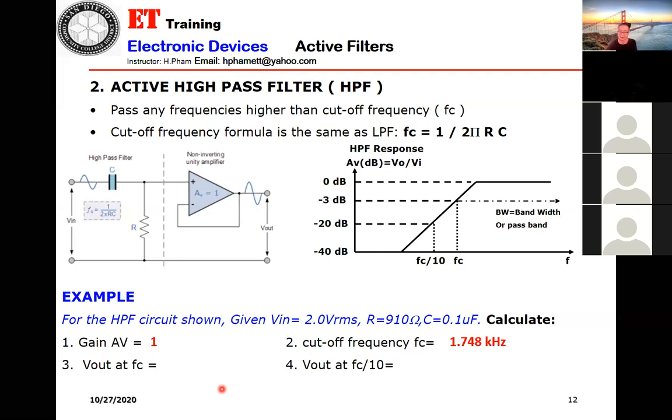What did they get for 3 and 4? 1.414. 2 ohm times 0.707. What will our FC divided by 10 be? 0.2. 0.2.